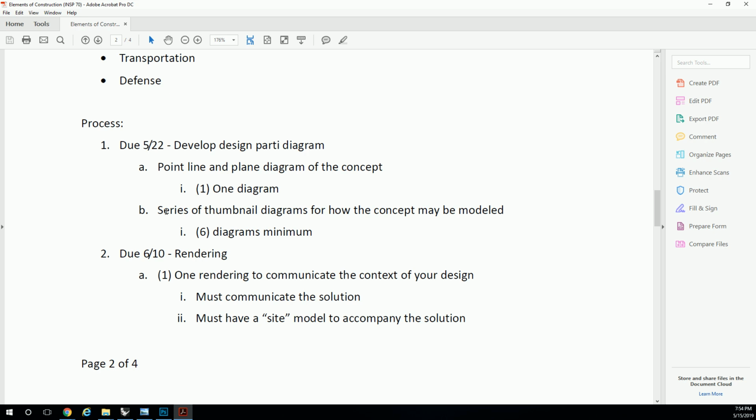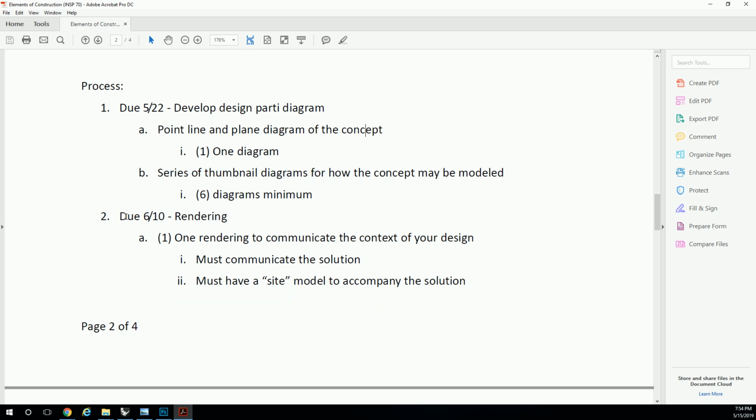So then you're going to create a series of thumbnail diagrams. That's those, right? And the objective is, this is how I'm going to build my architecture. Okay, this is the architectural quality of the building. I have the conceptual quality of the building right there. This is the architectural quality, okay? So they're two separate things.